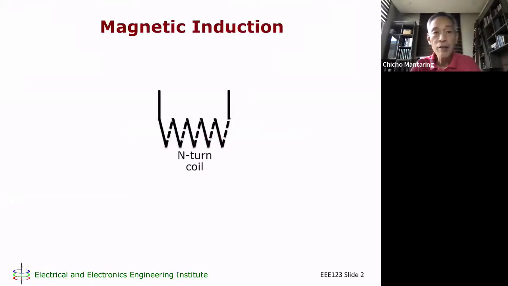Okay, let's review first magnetic induction. So let's say I have a coil. So this is a coil consisting of N turns, no? And let's say I have a current I flowing in this direction in the coil. Okay, so nabanggit kanina physics. We know from physics that if you have a current that is flowing through a coil, then there's going to be a magnetic flux that is produced by that particular current. No? And the direction of the flux will follow the right-hand rule.